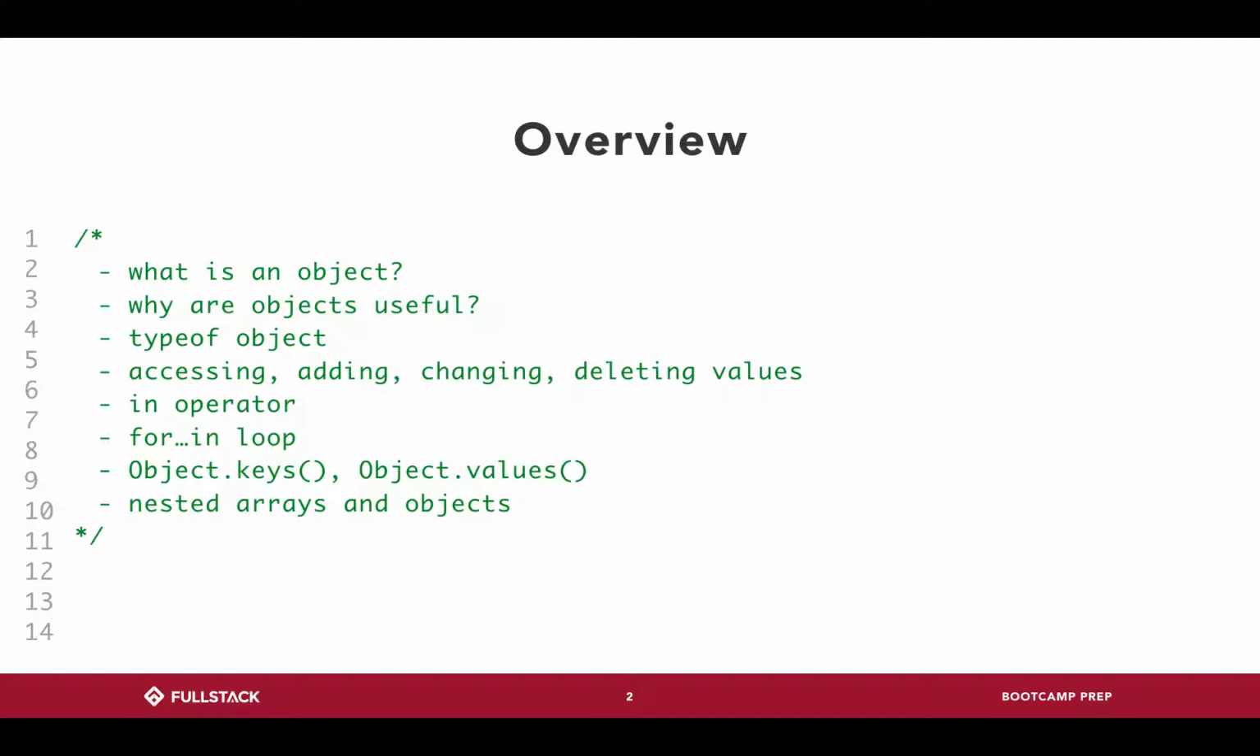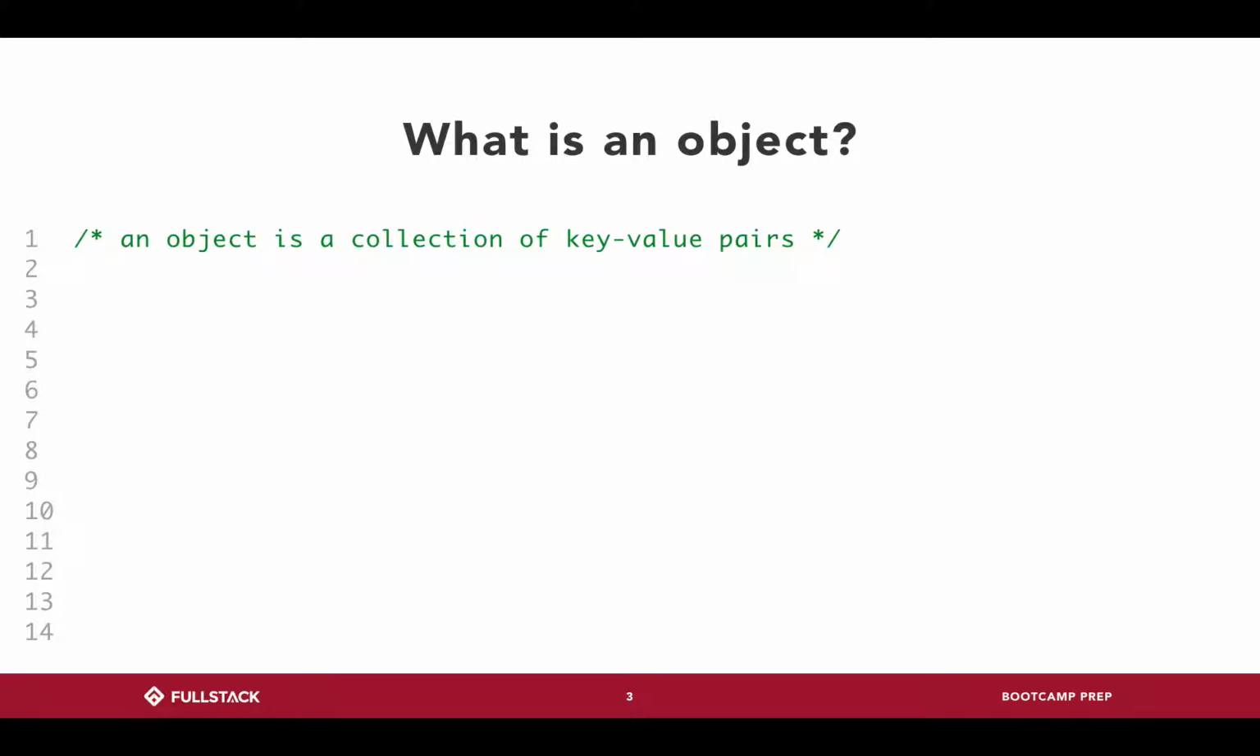So in this lecture, we're going to talk about what an object is. We're going to talk about why it's useful. We're going to talk about what happens when you use the typeof command on objects. We're going to talk about accessing, adding, changing, deleting values, the in operator, and then how the in operator is used in the for in loop. We're going to talk about two methods native to the global object, that is capital O Object, dot keys and dot values. And we're going to talk about nested arrays and objects and how you can have arrays inside objects and a little bit vice versa. Before we get to all that, let's talk about what the definition of an object is.